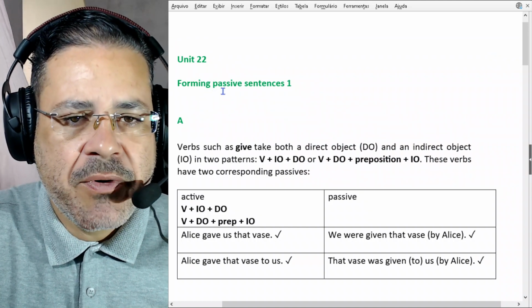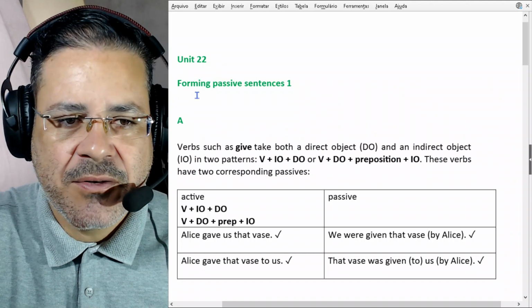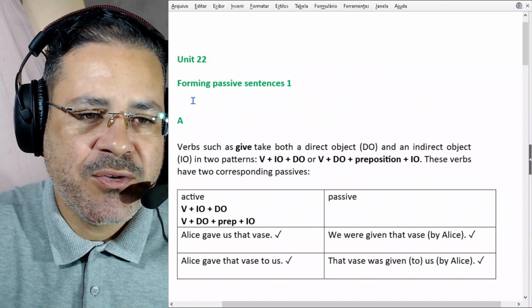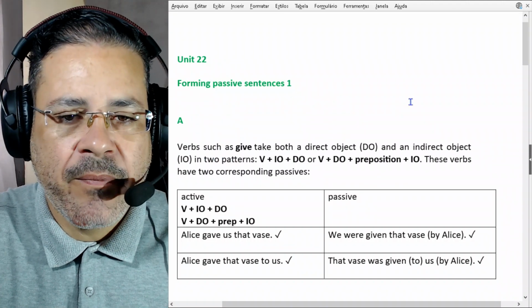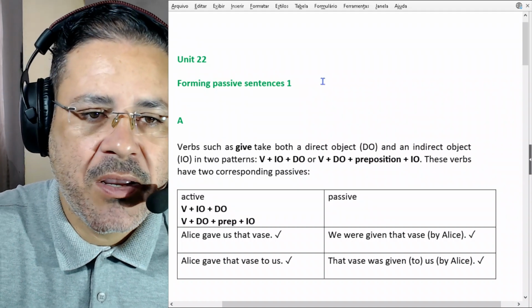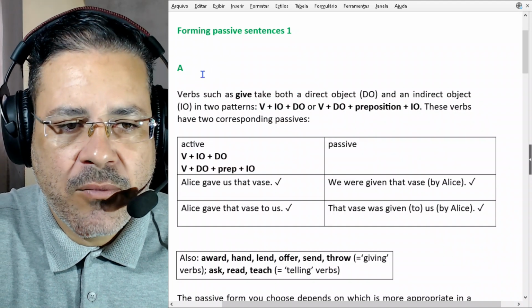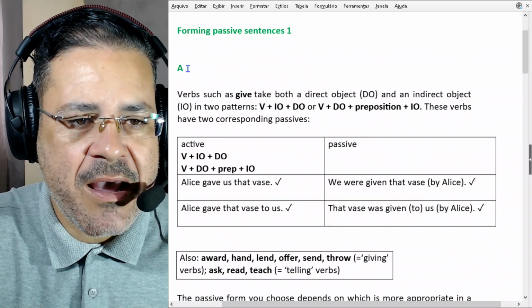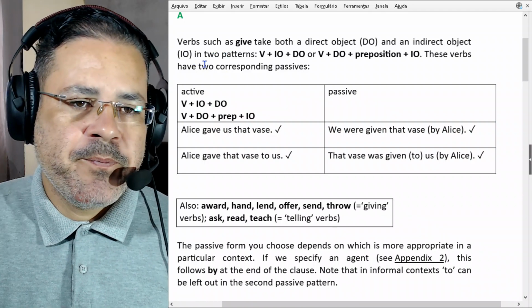We're considering in that lesson the passive sentences. So we're talking about forming passive sentences. I should say to you, you should never underestimate any of those lessons. Moving on. This is section A. Here we talk about verbs.